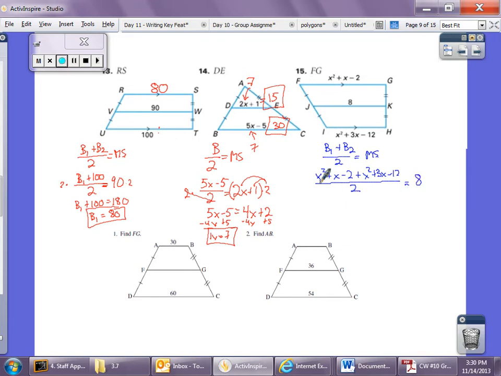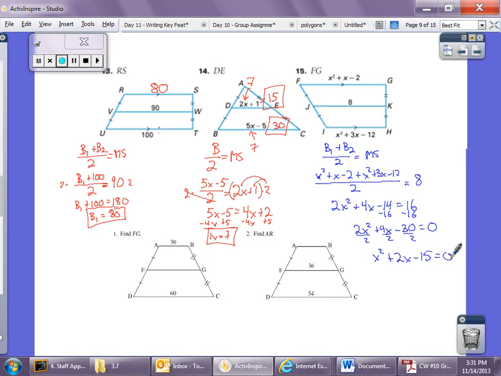We multiply both sides by 2, and I'm going to combine my like terms. So I have 2x squared plus 4x minus 14 equals 16. To solve our quadratic equations, what we want to do is set this equal to 0. So I'm going to subtract 16. So I have 2x squared plus 4x minus 30 equals 0. I have a factor of 2, so I'm going to divide everything by 2. So I have x squared plus 2x minus 15 equals 0.